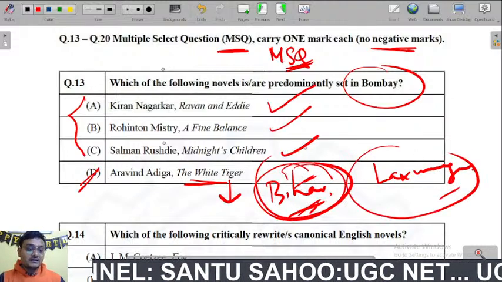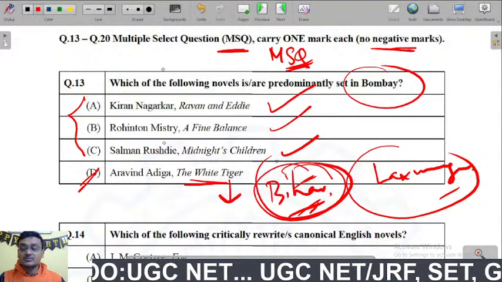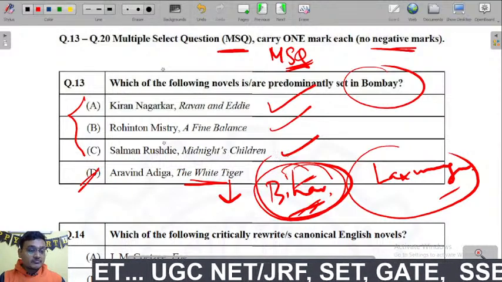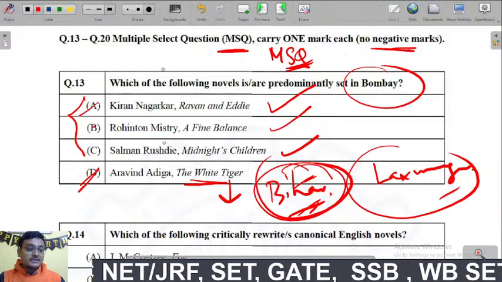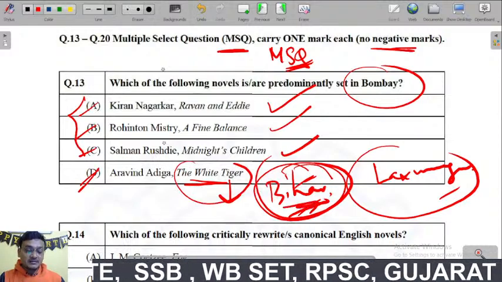Okay, Arvind Adiga's The White Tiger, published 2008. It got the Booker Prize as well for that work. So A, B, C, these are all set in Mumbai, whereas Arvind Adiga's The White Tiger is set in Bihar. Sure.